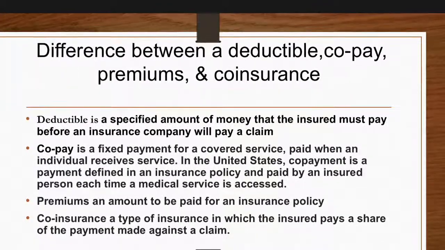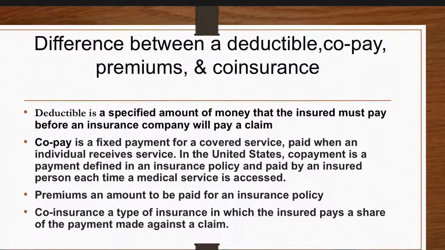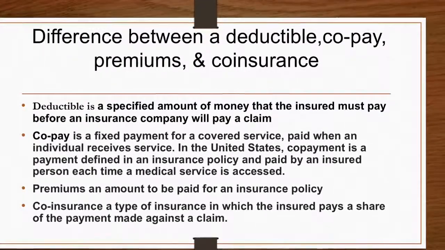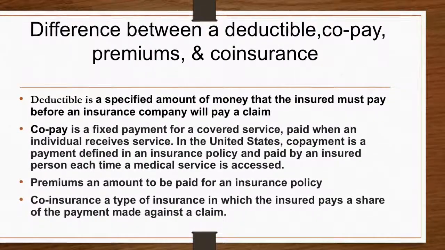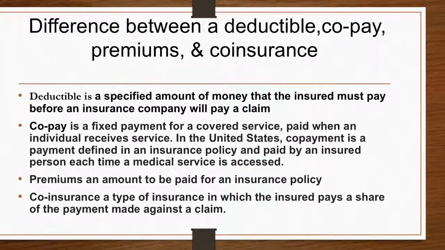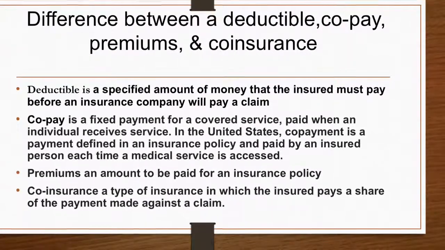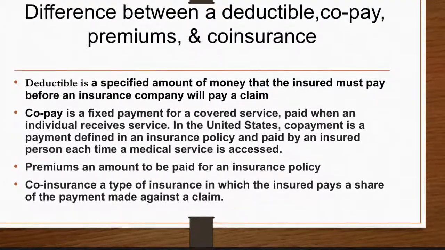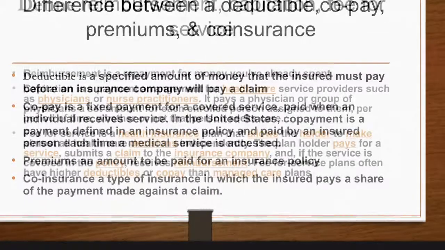What's the difference between deductible, copay, premium, and co-insurance? A deductible is an amount that needs to be paid before the insurance company pays a claim. A copay is an amount of payment which needs to be paid every time a patient is getting a medical service. Premium is an amount to be paid for the insurance policy. And finally, co-insurance is a type of insurance that makes payments against a claim.